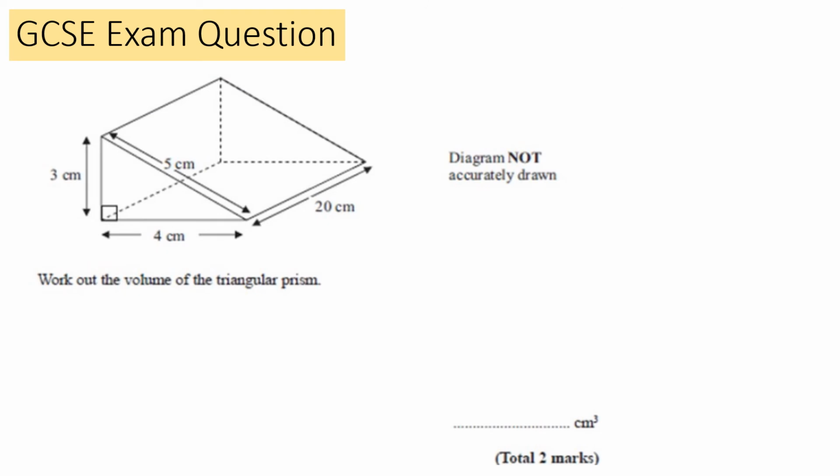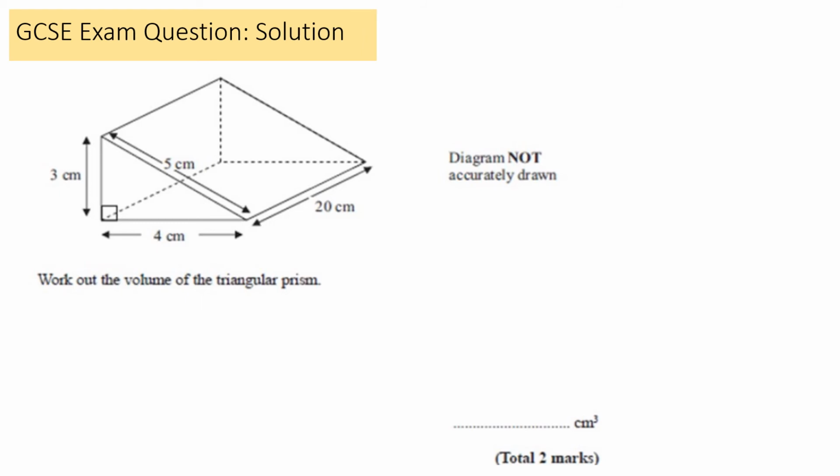Our final question before you get to the work pack would be to be able to do this exam question, which as you can see is worth 2 marks. Work out the volume of the triangular prism. Now have a go and then we'll talk about the answer afterwards.